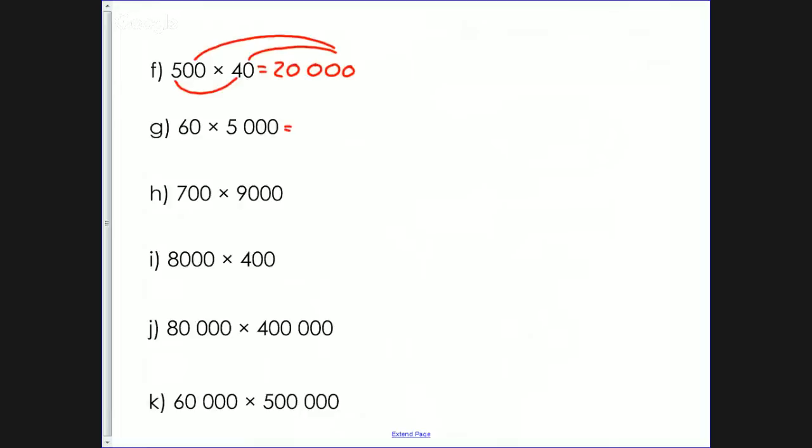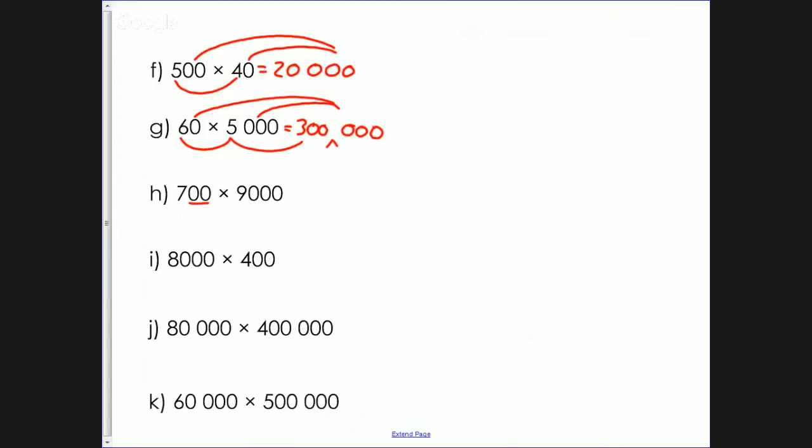Let's do it again. Find the two numbers that you're going to multiply together. So 6 times 5 is 30. And then we take the zeros from both numbers and add them onto the end. So 60 has 1 zero, 5,000 has 3 zeros. That's a total of 4 zeros. And make sure that you're still creating a separation between groups of 3. So 300,000 is our answer.